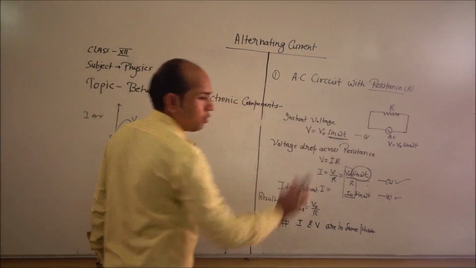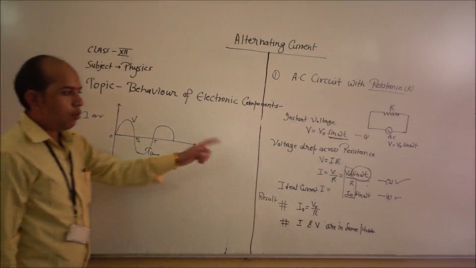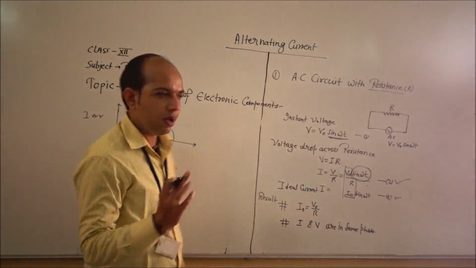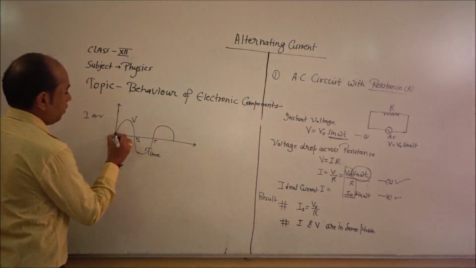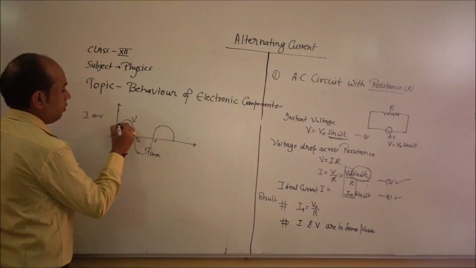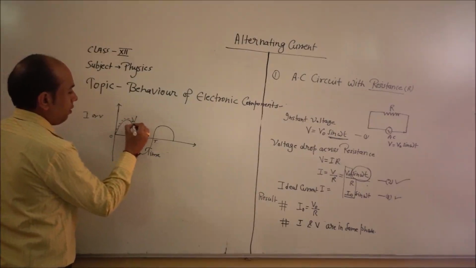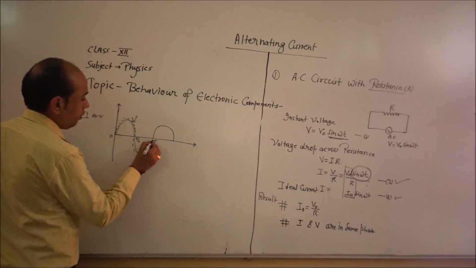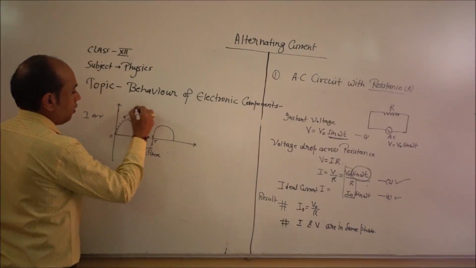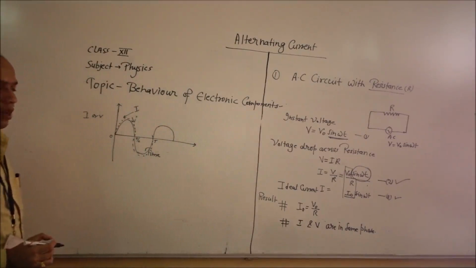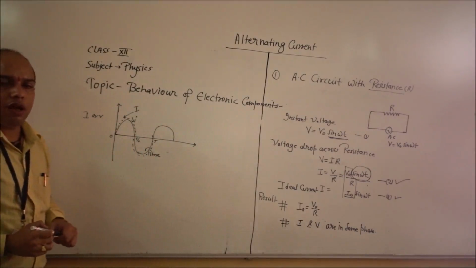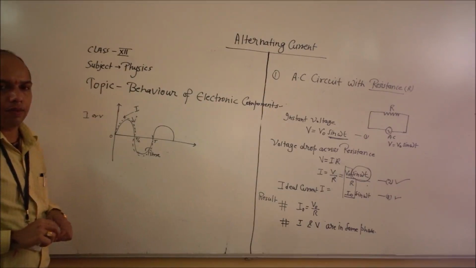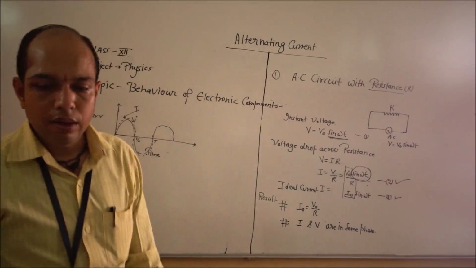V is equal to V naught sin omega t. When we calculate the value of current, the current term also contains sin omega t. So this represents current is in the same phase. So we have to draw one parallel line along with V. Okay, so this here is I. So this graph indicates current and voltage are in the same phase when resistance is connected in the circuit.